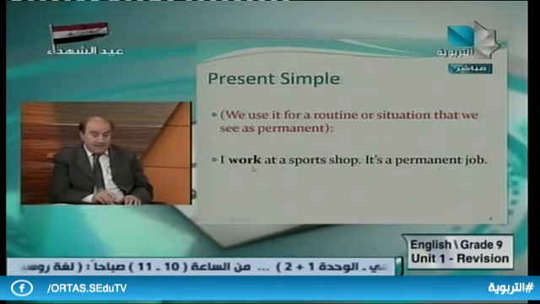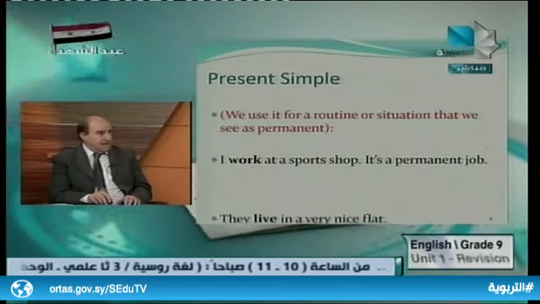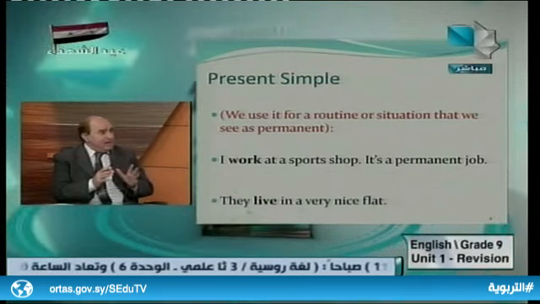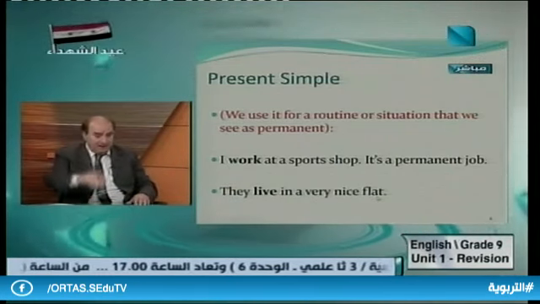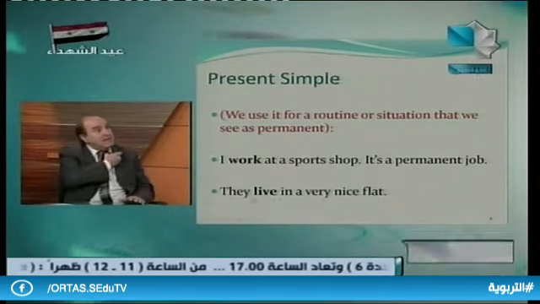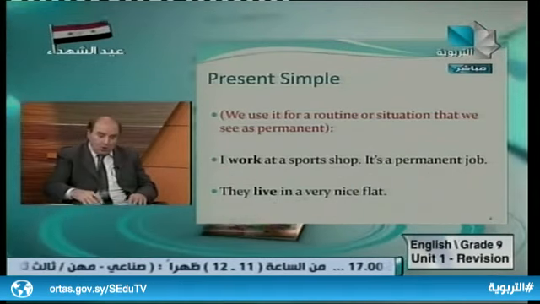They live in a very nice flat. The verb living here is also permanent. Something permanent means something that takes a very, very long time.